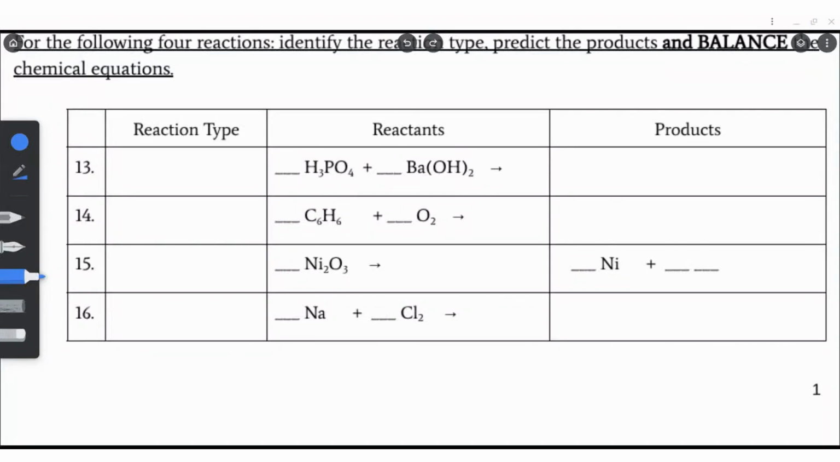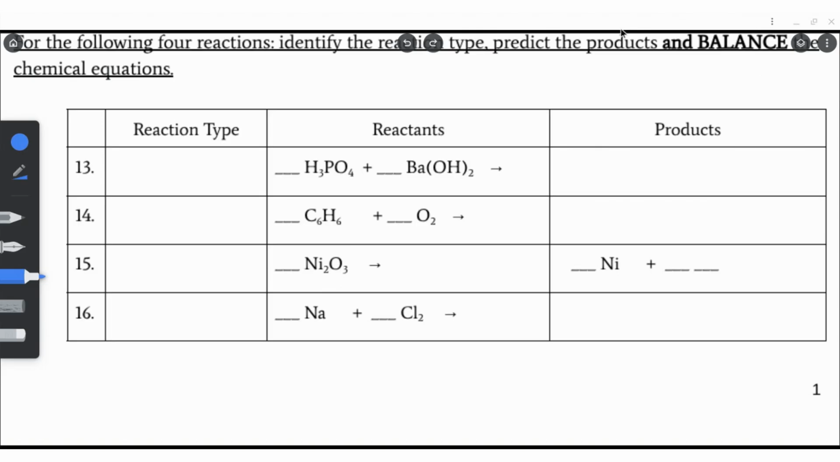Okay, so we are now going to go over the next section of the 3.2a CFA, and we're going to start with questions 13 and 14. This looks a little bit different than it does on your CFA, but it's still the exact same questions. It's just formatted differently.